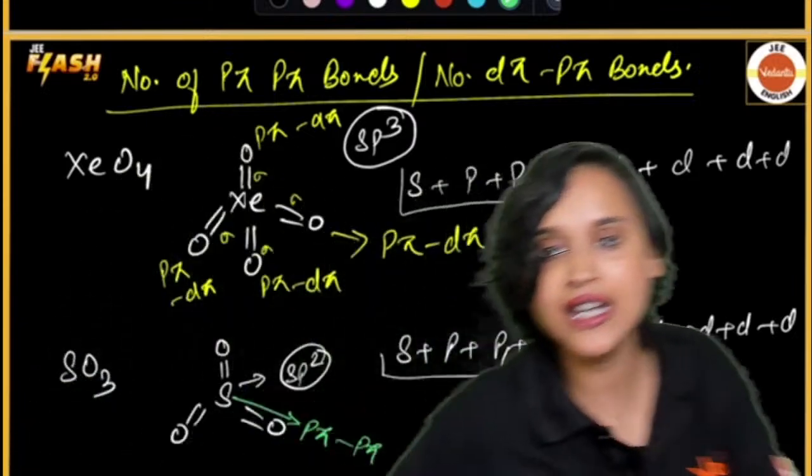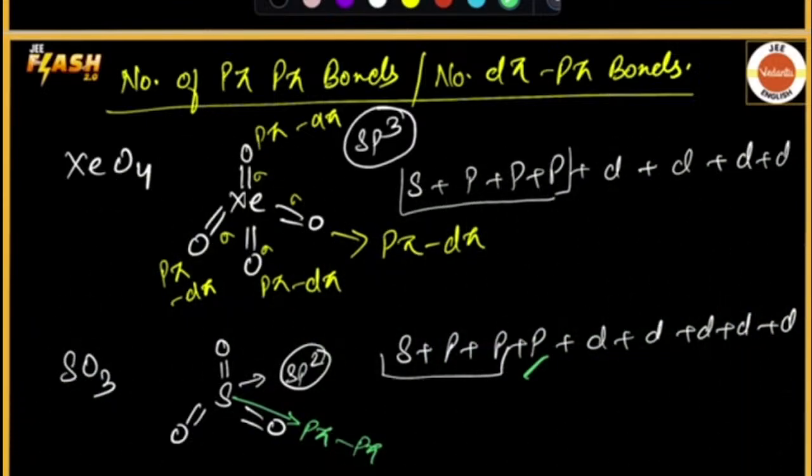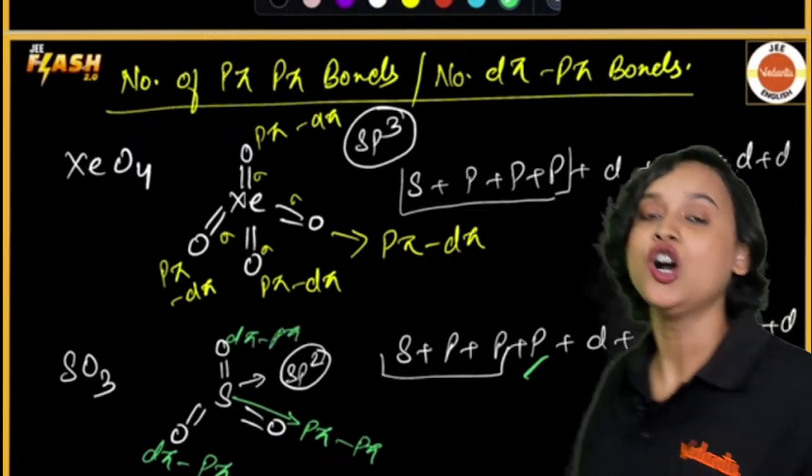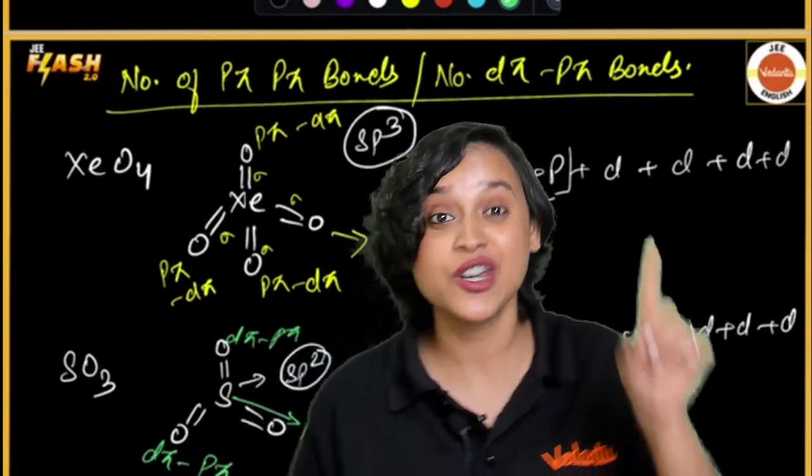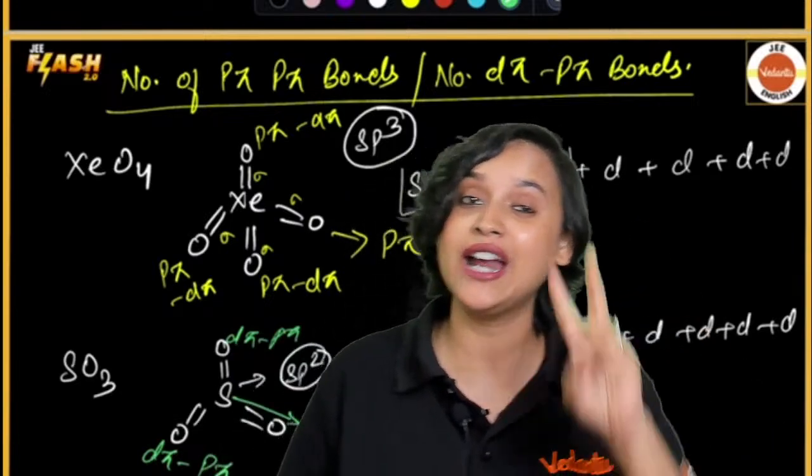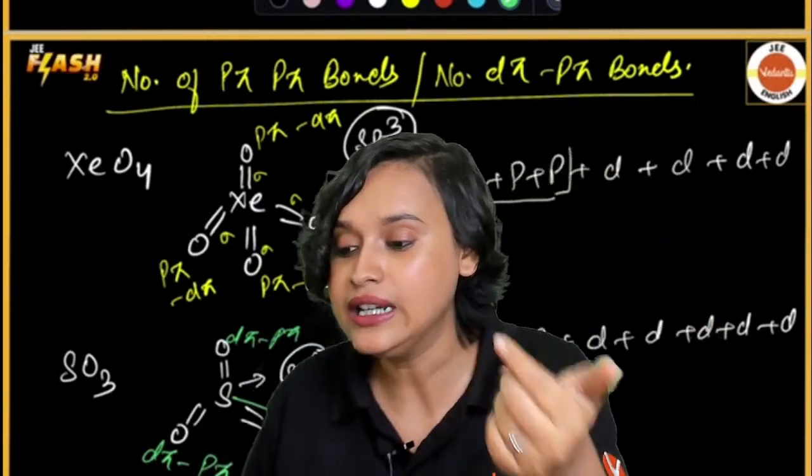Once this is done, now sulfur has no other option but to provide a d pi, and oxygen again will give you p pi. Sulfur will again give you d pi, oxygen will give you p pi. So here all of them, now do you understand? So now you have 1 p pi bond and 2 p pi d pi bonds.